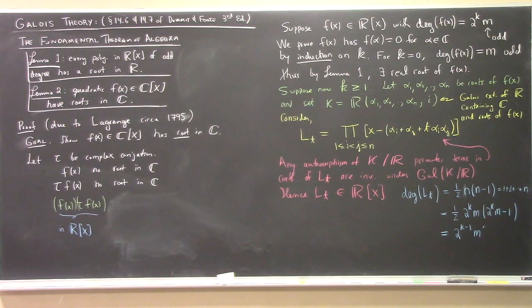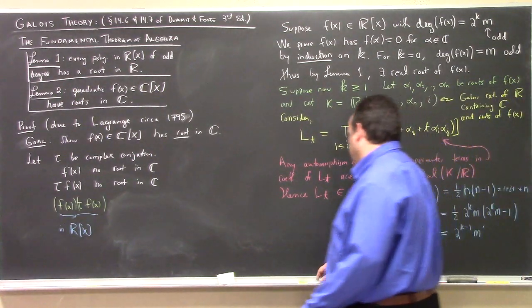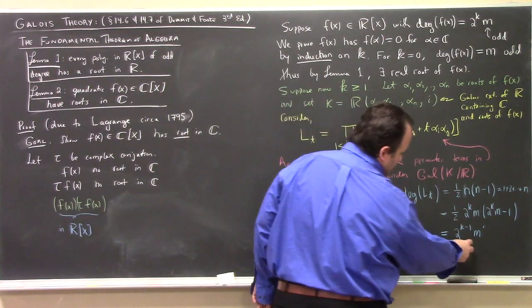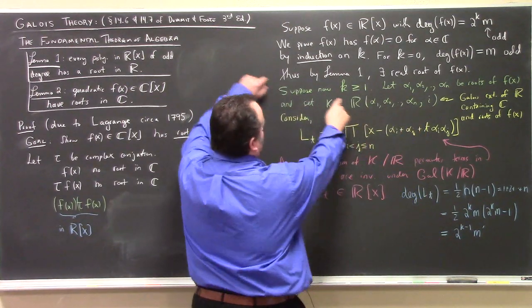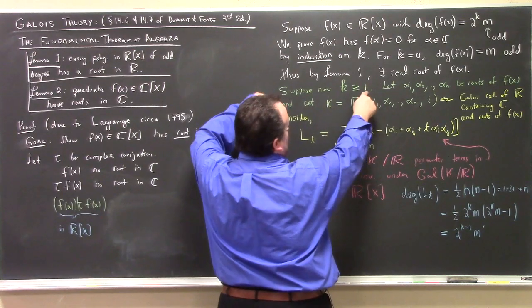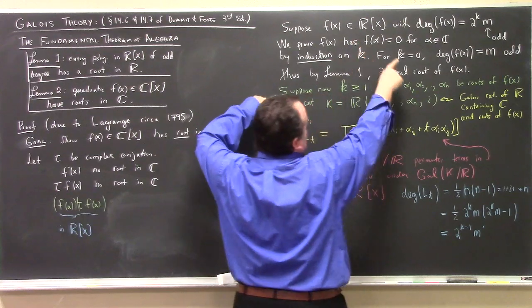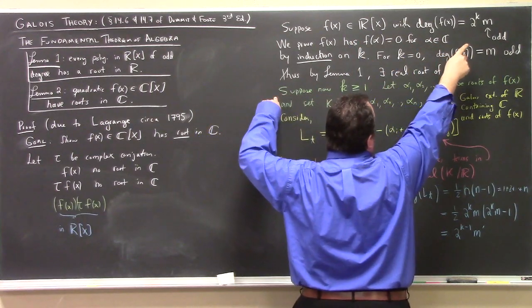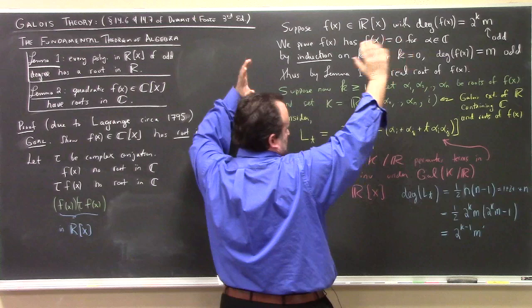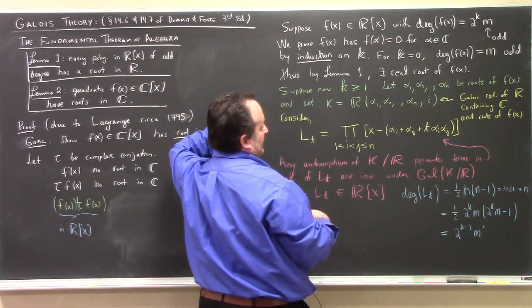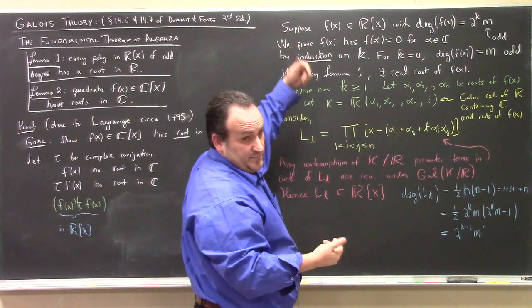So by induction, what do we get? Okay, yeah. So the degree is less than k. Well, this says degree 2 to the k minus 1 times m, right? We suppose now k is greater than or equal to 1, right? Which is to say that the polynomial f of x of degree 2 to the k times some odd m has a root. Excuse me, has a complex root.